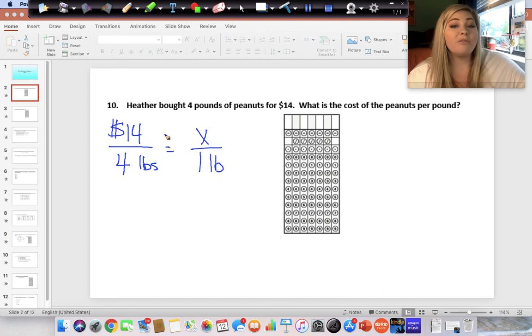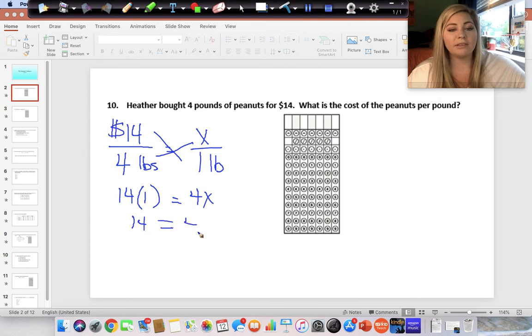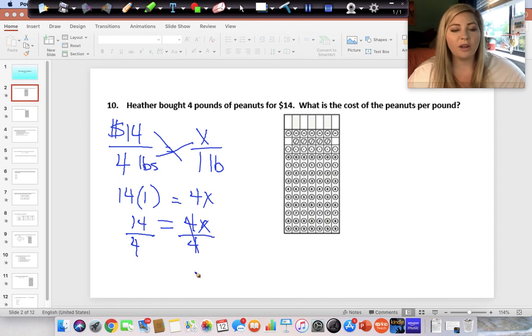So to solve this algebraically, what you could do is cross multiply. And 14 times 1 equals 4 times X. So this should equal this. And then 14 times 1 gives us 14. 4X is 4X. And then we would divide both sides by 4. This cancels because 4 divided by 4 is 1, and 1 times X is simply X.